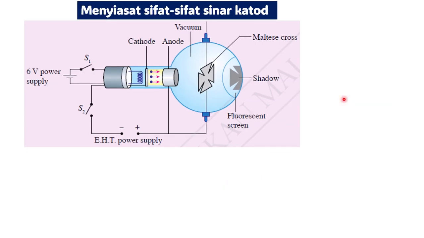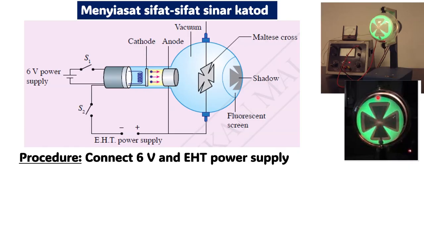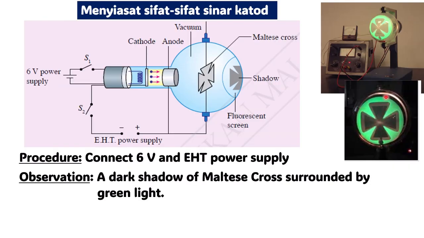The second experiment is with the 6-volt and HT power supply. We turn on both switches S1 and S2, and we will see a dark shadow of the Maltese cross surrounded by green light. This is what we can see from the front. This is the shadow, and here is the green light. The green light is the cathode rays.